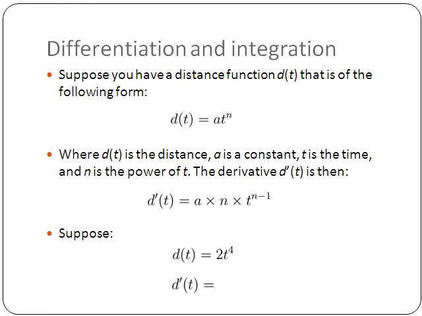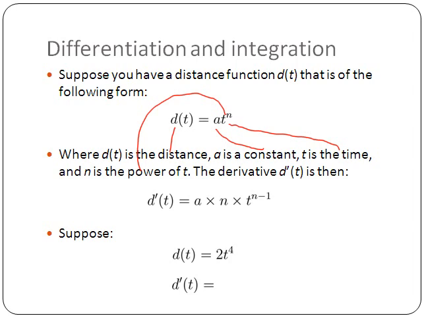Suppose I have a distance function, d of t, and it's of the following form. d of t is equal to a times t to the n. In this case, d of t is a distance. A is a constant, just some number, could be -5, could be 30, could be pi. T is the time, and n is just the power of t. So if it's t cubed, n would be 3. If it's t to the 5th, n is 5. If it's just t, n would be 1. So that's what we got here.